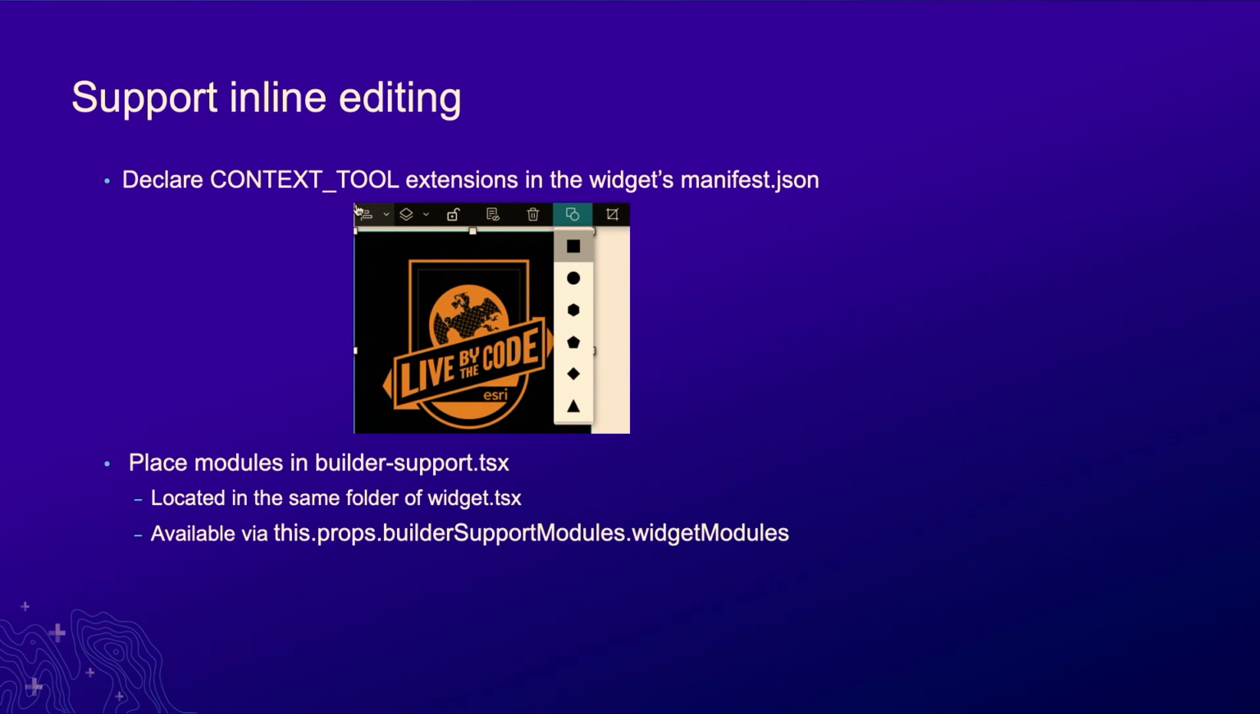And to support inline editing, the widget might have some modules that are only required when the widget is launched in the builder. So in this scenario, you would basically place the modules in the builder-support.tsx file. And this file should be in the same folder as your widget's tsx. The modules in this file will be available in props.builderSupportModules.widgetModules. So that will be available once a widget is launched in the builder.